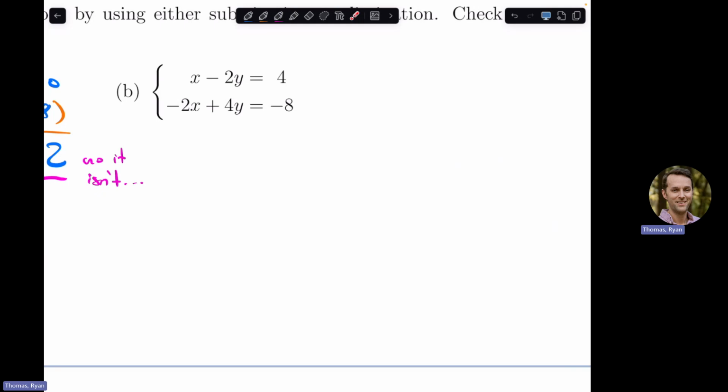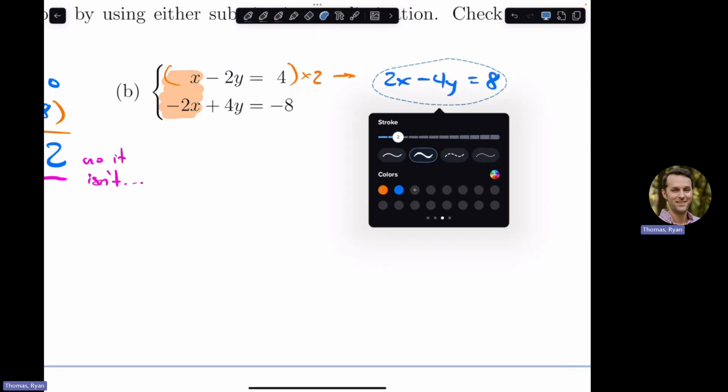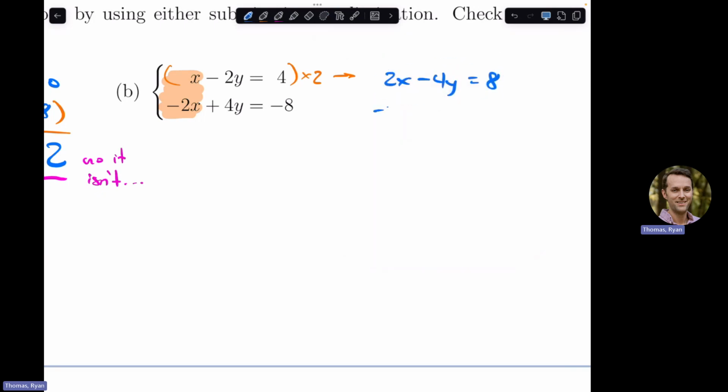Times 2 on the top and then subtract the top. Okay. Multiply that by 2. 2x minus 4y equals 8. And then the other one is negative 2x plus 4y equals negative 8. Well, again, we can probably kind of see something's happening here, right? Because what do you notice about all those?